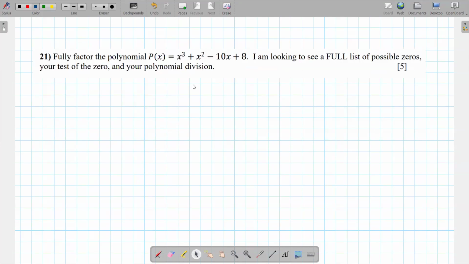Okay, fully factor this polynomial. How do we do this? How would you do this? What's your approach?